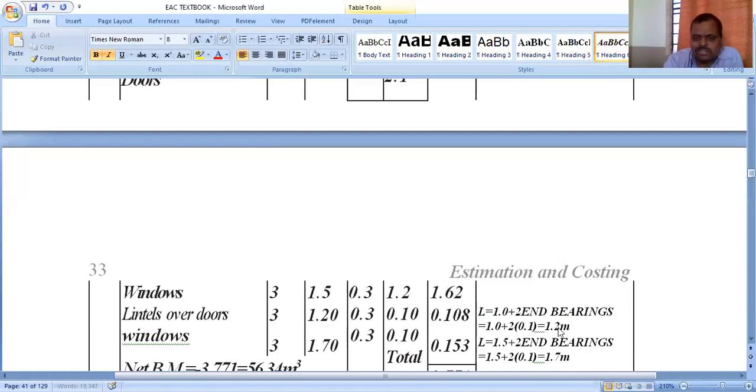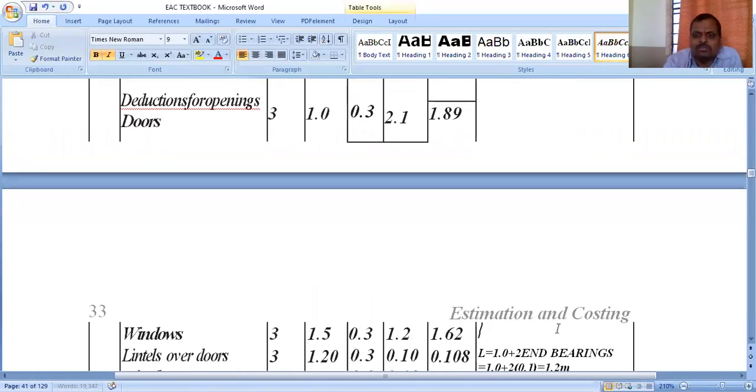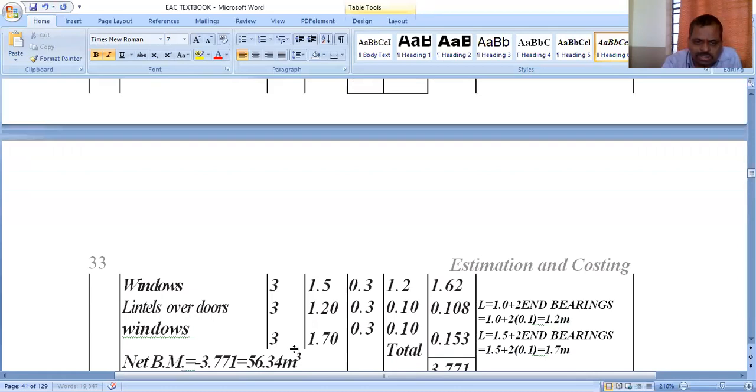So we have calculated the length of the lintel over the window as 1.7 meter. Okay, the number will be 3. The length will be 1.7 meter, whereas the width of the item is 0.3 meter and the depth is 0.1. That is, depth is nothing but the thickness of that lintel. Okay, then again we will calculate the same thing: 3 into 1.7 into 0.3 into 0.1. It will be 0.153. Here I have already calculated it.